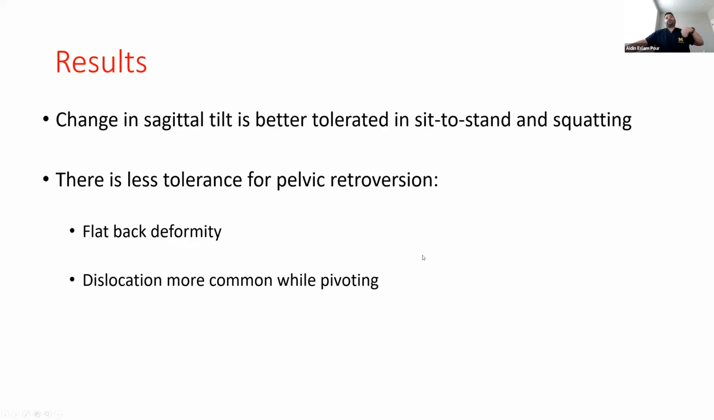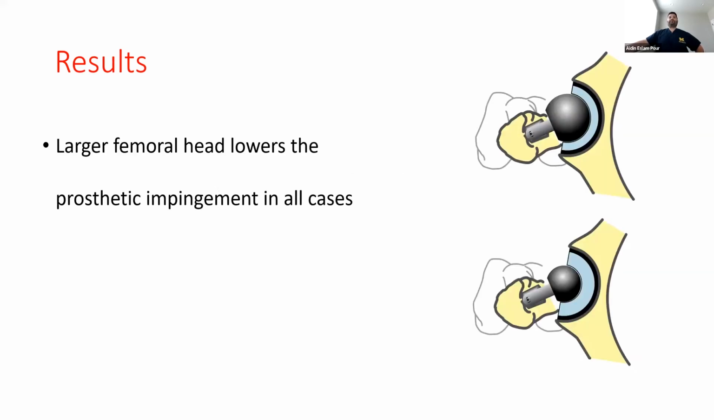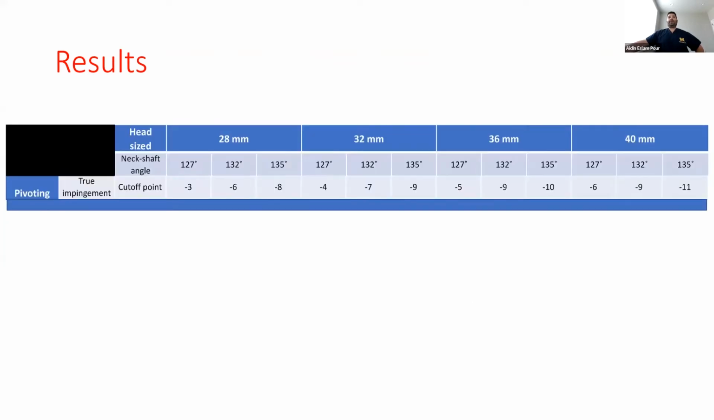Our results showed that the change in sagittal pelvic tilt is better tolerated in sit-to-stand and squatting compared to the standing and pivoting. We definitely have less tolerance for pelvic retroversion, which usually is seen in flat back deformity. And this results in more dislocation in pivoting. As we already knew, larger femoral head size is going to help you a lot with the prevention of the impingement and dislocation. This table shows you some of the numbers that we have.